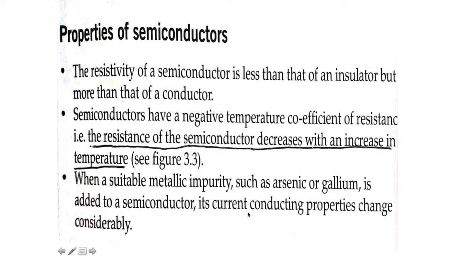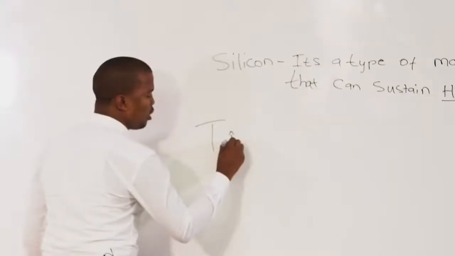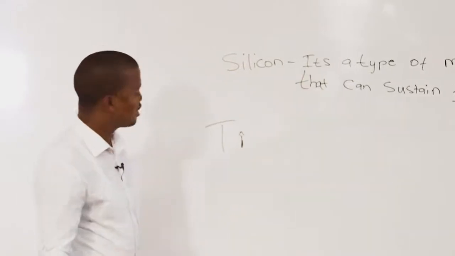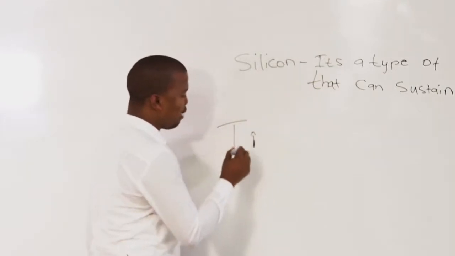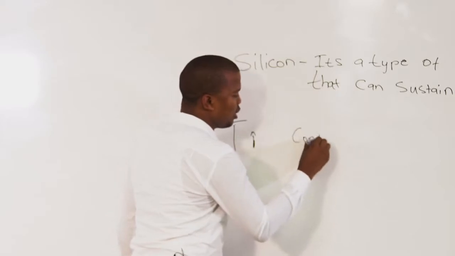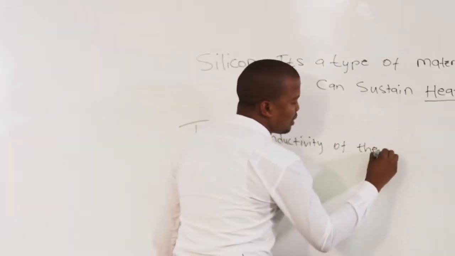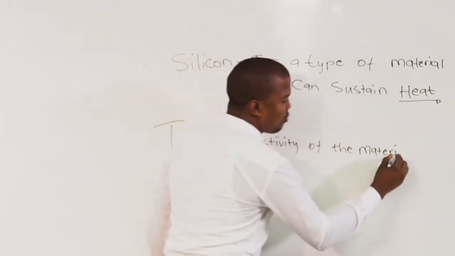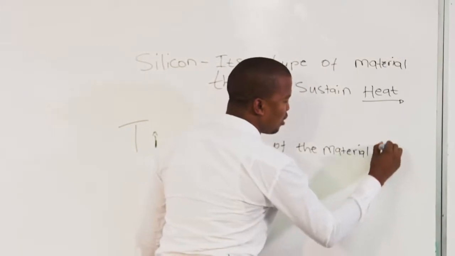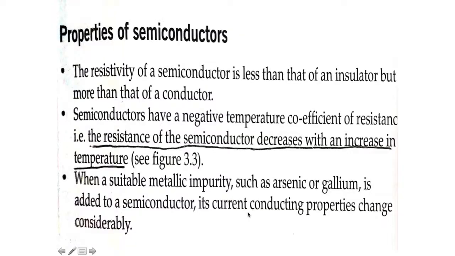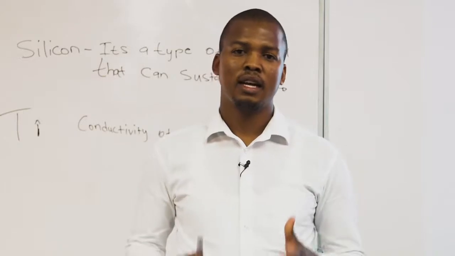This means that when the temperature goes up, there is a change in conductivity of a semiconductor, meaning that when the temperature goes up, the conductivity of the material also goes up. When a suitable metallic impurity, such as arsenic or gallium, is added to a semiconductor, its current conducting properties change considerably. We will learn more about metallic impurities as we proceed.